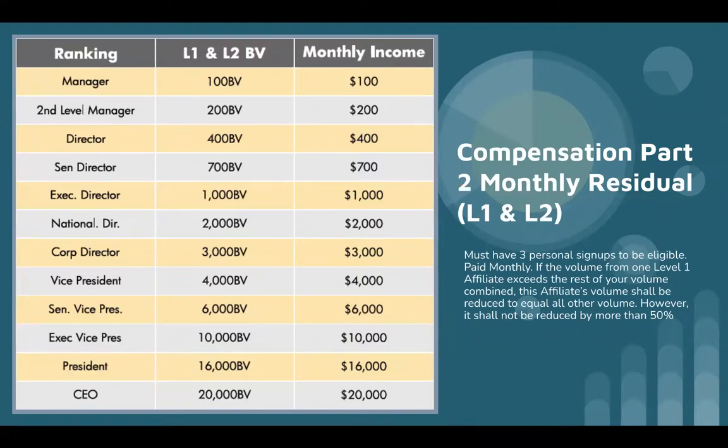So if you take the monthly income of, let's say, $1,000, and you divide it by 35, it takes 29 people, level 1 and 2, to make $1,000 a month. That's a very simple math equation. Very simple. Let's go to national director. If you want to make $2,000 a month, you take 2,000 and you divide it by 35, which is 57.1 or 58 people.